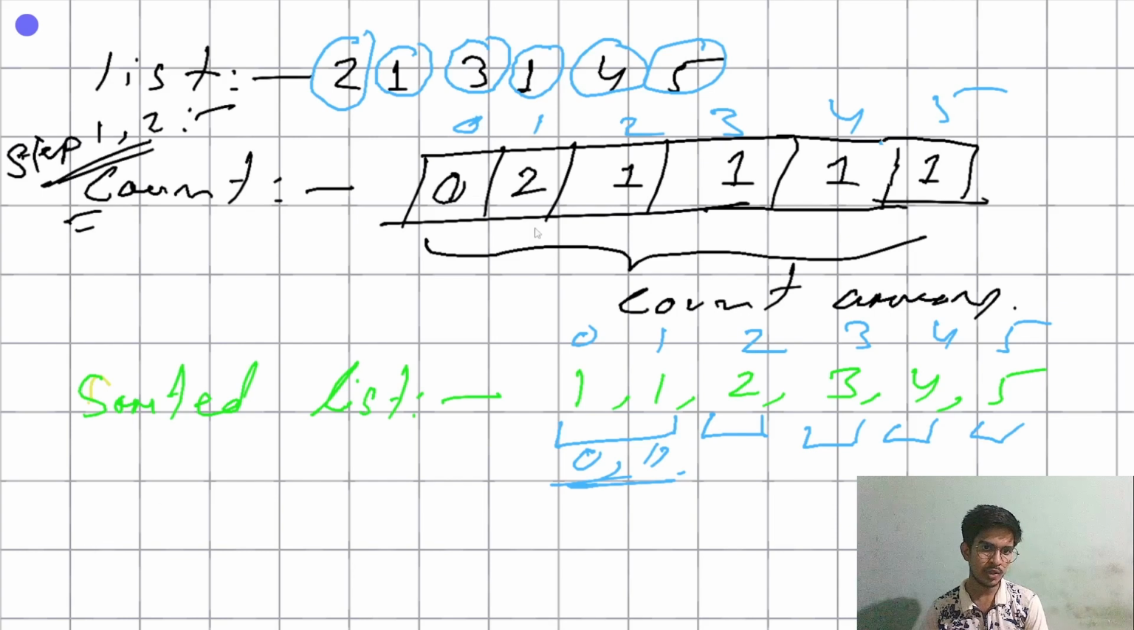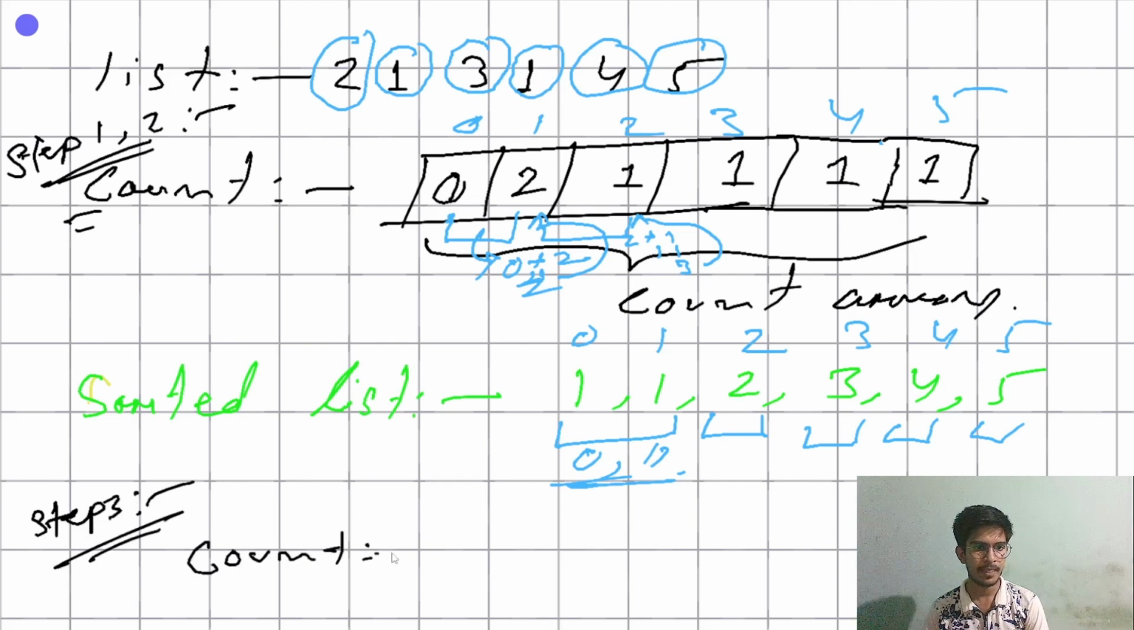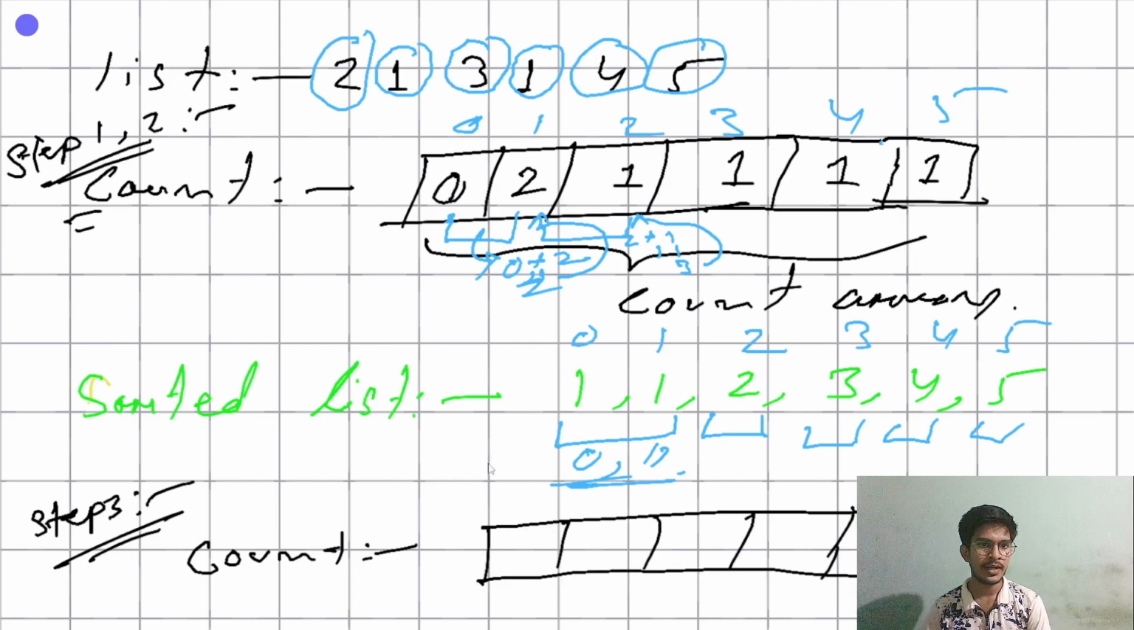Like what we'll do, we'll take this one sum, this two sum, which is basically 0 plus 2, which is 2, and we'll store it in here, right? Again, we took these two elements' sum, then 2 plus 1, it will be 3, and we will store it here. Then after doing this, what will be our new count array? Our new count array for step 3 would be this one. Let's make a box. Here we have 0, 2, 1, 1, 1, 1, right?